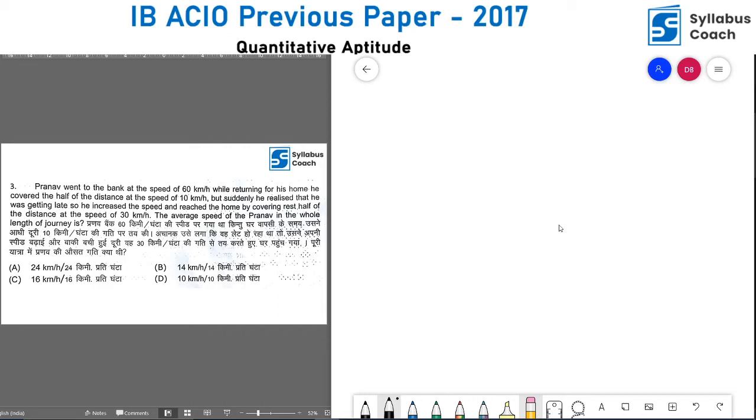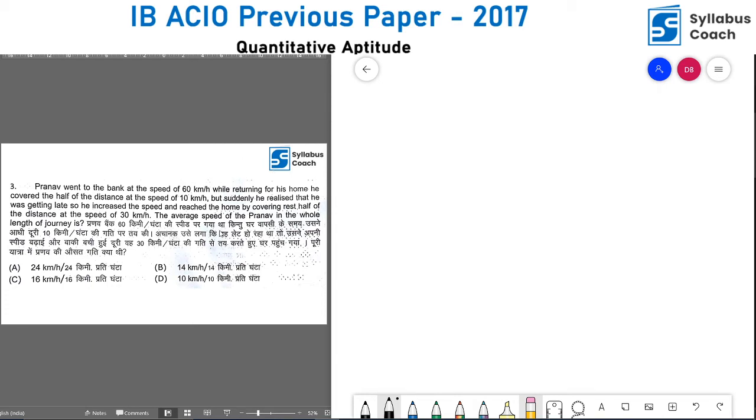Here we go with our next question, which is from time, speed, and distance. Whenever you find any question from time and speed and distance, the very basic formula that you would be using is obviously velocity is equal to distance by time. Remember this formula, and this formula is going to help you anywhere, right? So let's quickly try to understand this question.